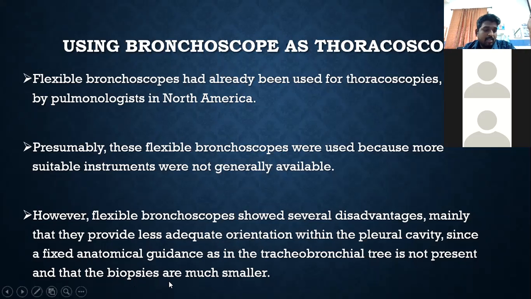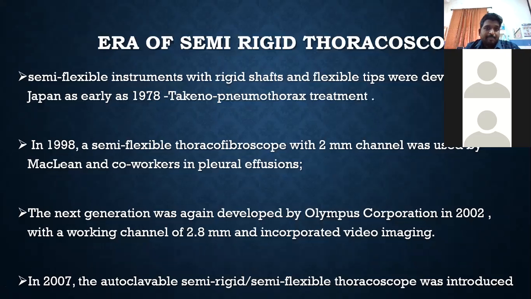Moreover, the most important thing is that most of the time the biopsy we take with the flexible bronchoscope, even though with vision, is very, very small. And the era of the semi-rigid thoracoscope, as I told you, Olympus is the one who brought the semi-rigid thoracoscope. It was very successful in terms of yield, with a working channel of 2.8 mm and incorporated video imaging also. You can do photocopy also. So definitely the maneuverability is very, very simple. It feels like you are doing a bronchoscope only.